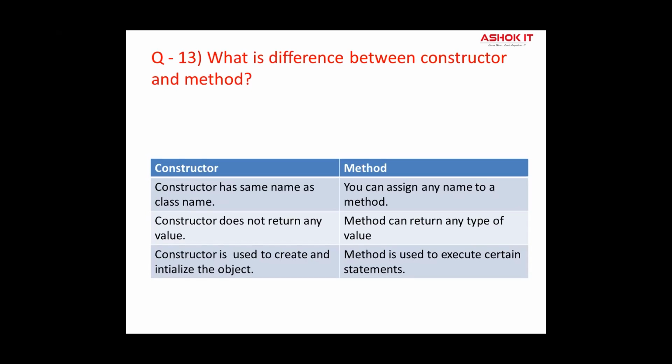Constructors are implicitly invoked by the system, whereas a method is called by the programmer. Right? The new keyword plays an important role in invoking the constructor, whereas method calls are responsible for invoking methods. These are some differences between constructor and method.